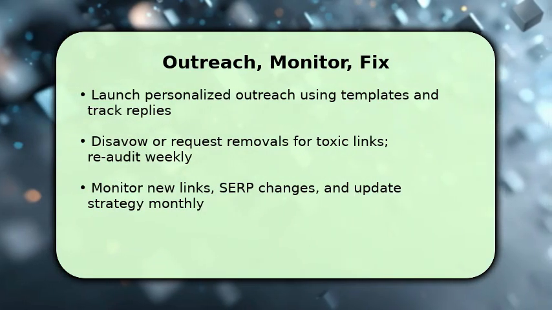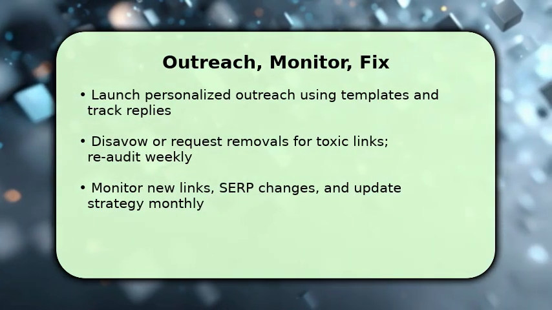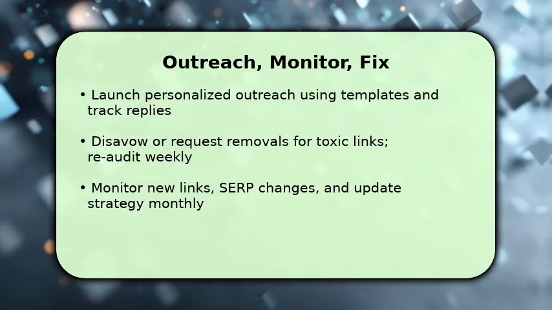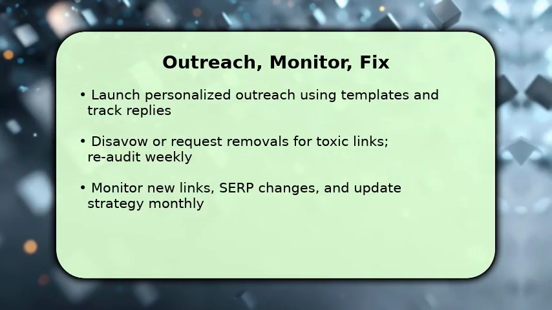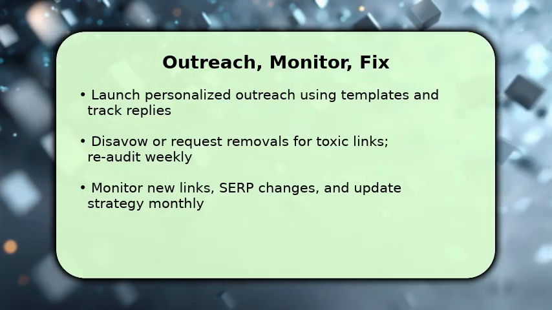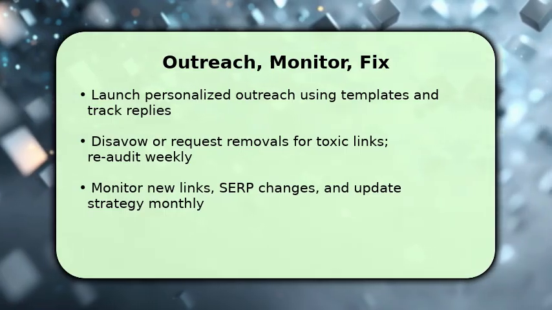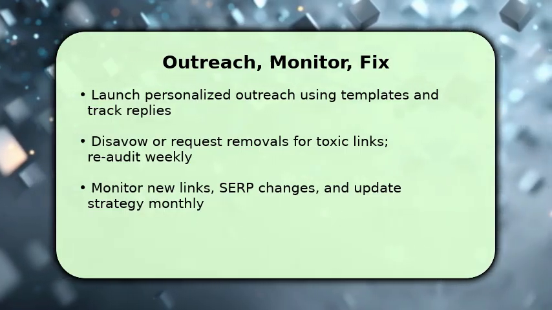Finally, launch outreach using personalized templates and track responses in Semrush so you don't duplicate work. Follow up twice before moving to disavow. If sites refuse removals or links are clearly harmful, add them to your disavow file and upload to Google. Otherwise, keep a record for appeals.